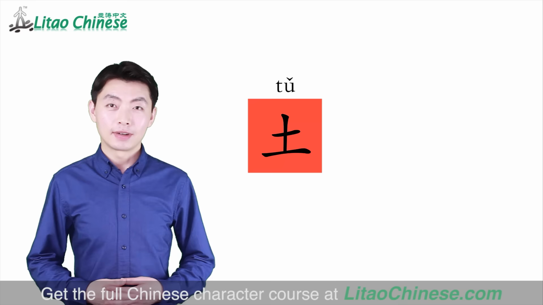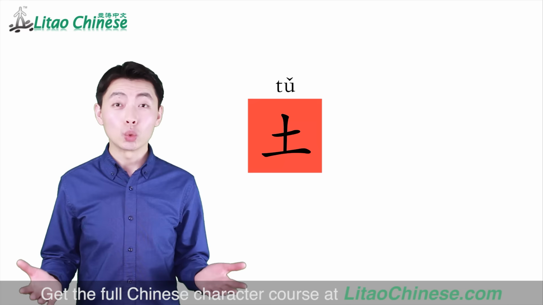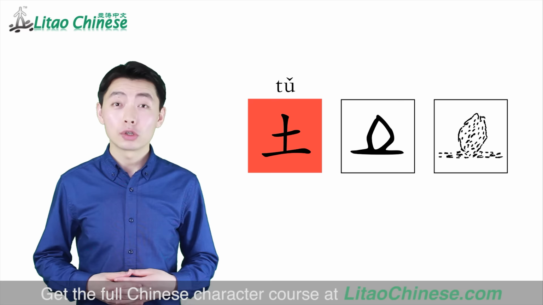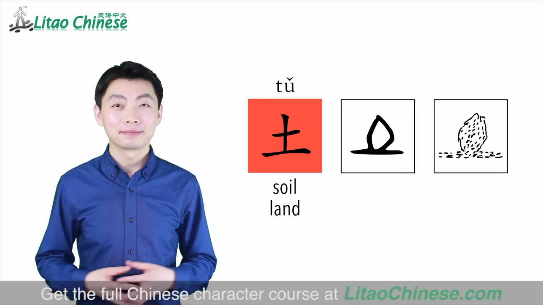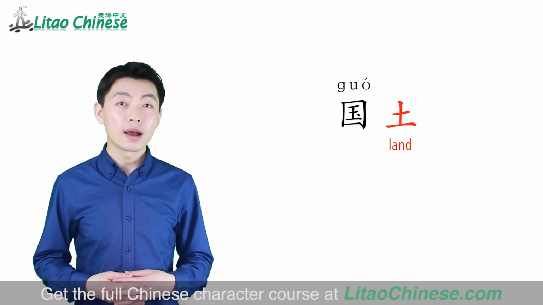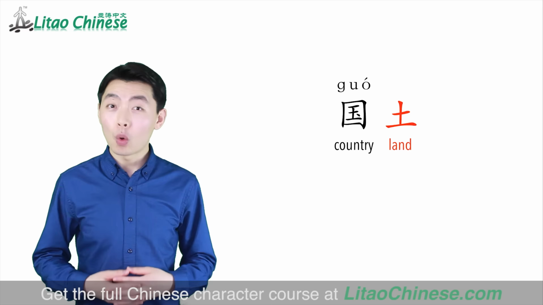This character is 土. The ancient written form of the character 土 looks like a lump of soil. So, 土 originally means soil, and one of its extended meanings is land. Here is a word with the character 土, 国土. The meaning of the character 国 is country. 土 here means land, so 国土 means country's land or country's territory.